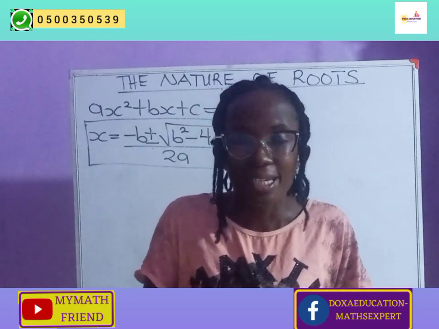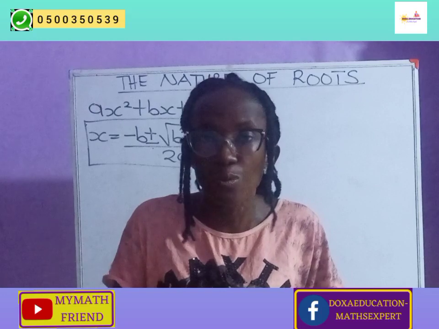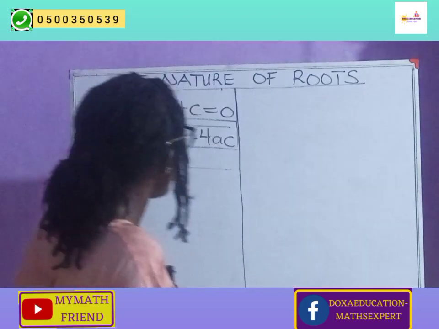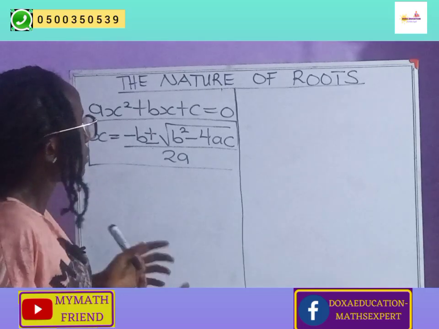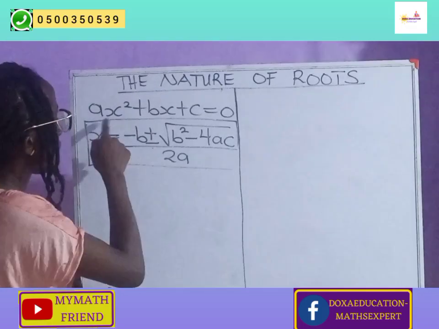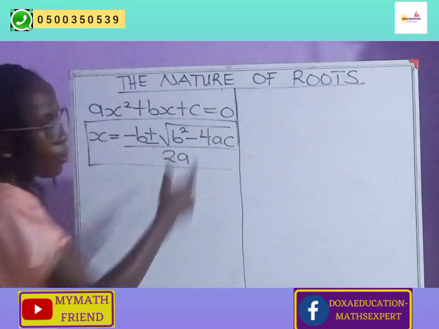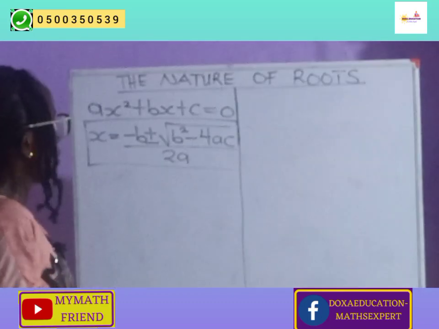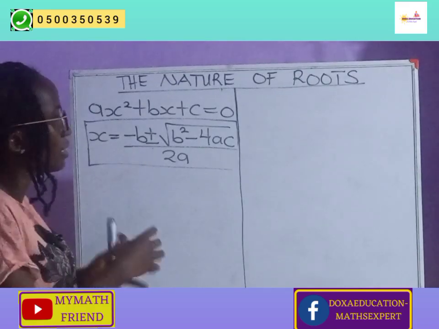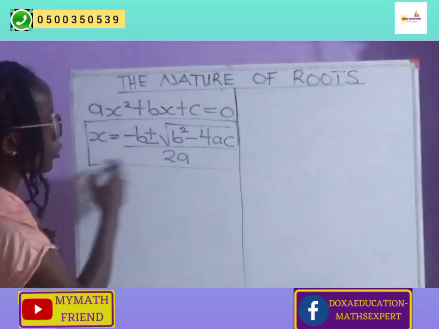Let's look at a topic on the nature of roots given any quadratic equation. We have the general formula for a quadratic equation: ax squared plus bx plus c equals 0. Now, to find the roots or the solution of any quadratic equation, you need to use the formula in the box.